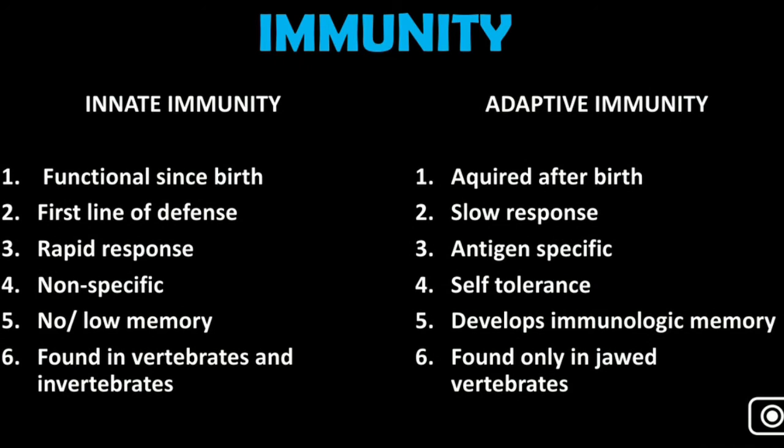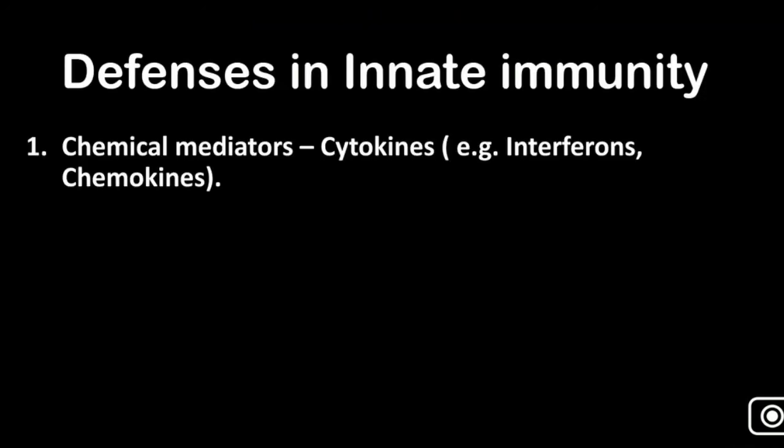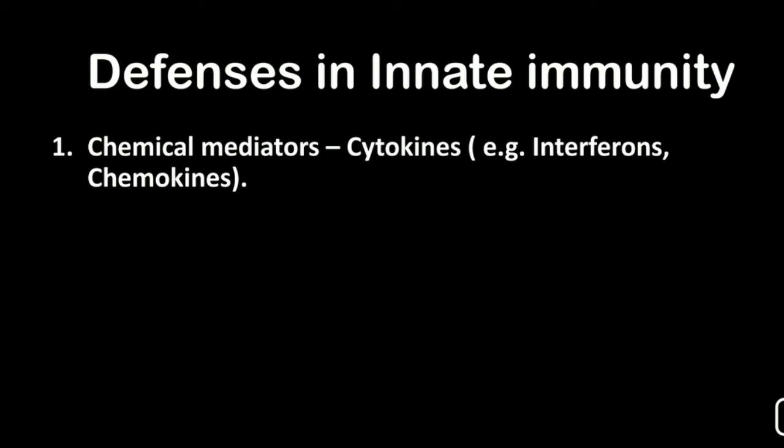Now let us talk about the defenses in innate immunity. And first we have chemical mediators. An important chemical mediator is cytokines. In our immune system, cytokines are released when a group of cells identifies a particular foreign body and they want to transfer this information to another group of cells. In that case, cytokines are released and they act as the intercellular mediators.